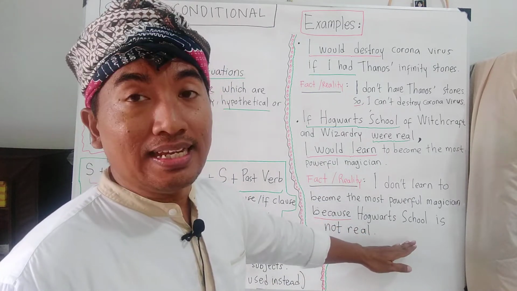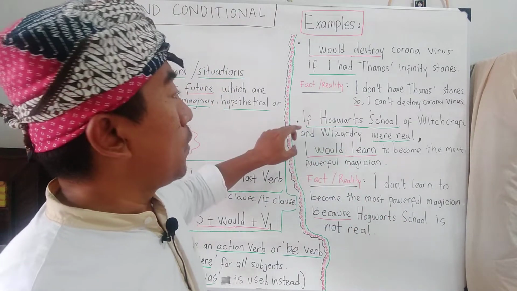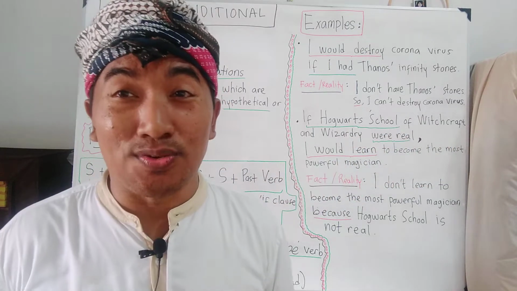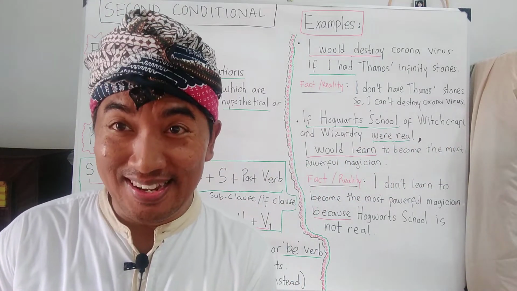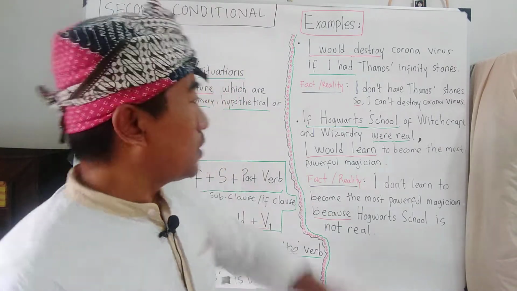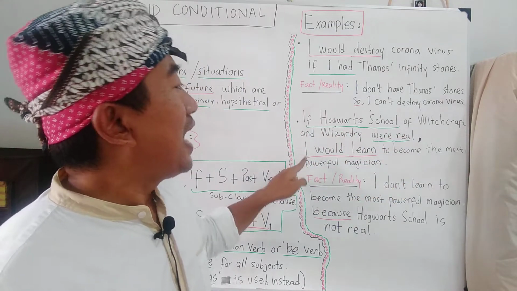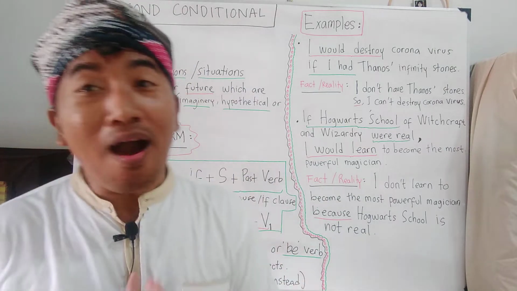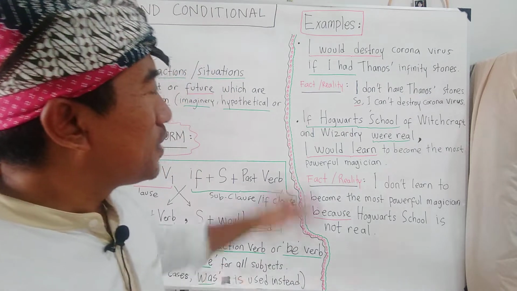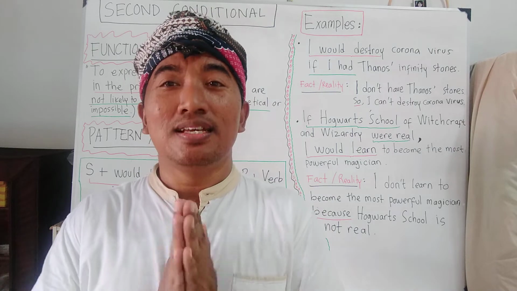So in order to make it into a conditional sentence, make your wish with if. So if Hogwarts School of Witchcraft and Wizardry were real. Alright, so what are you going to do if Hogwarts School were real? So if Hogwarts School of Witchcraft and Wizardry were real, I would learn to become the most powerful magician. Does it make sense? Well, those are the examples of conditional sentence type 2 in sentences.